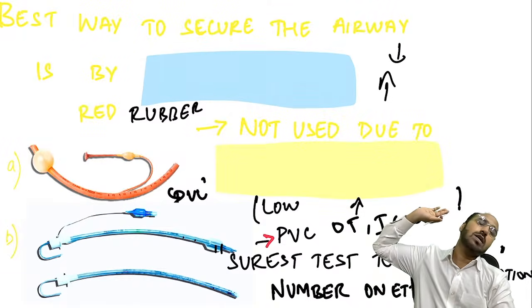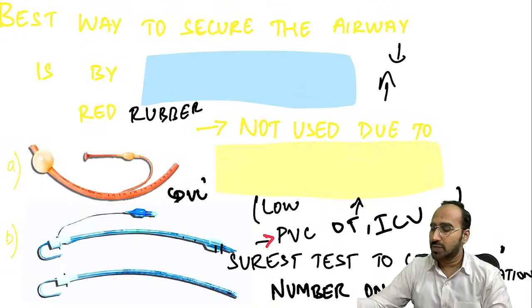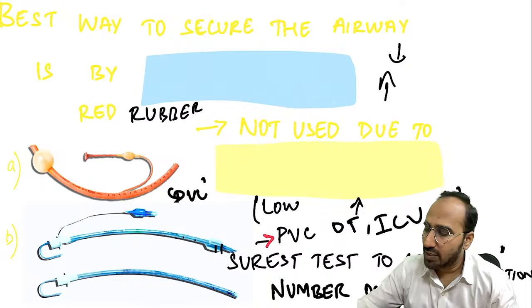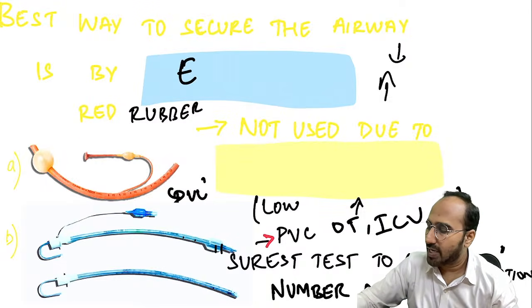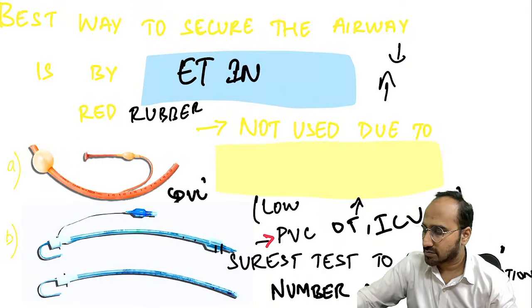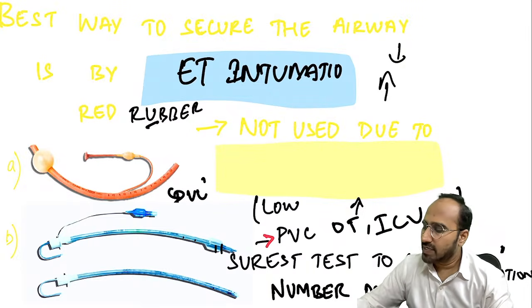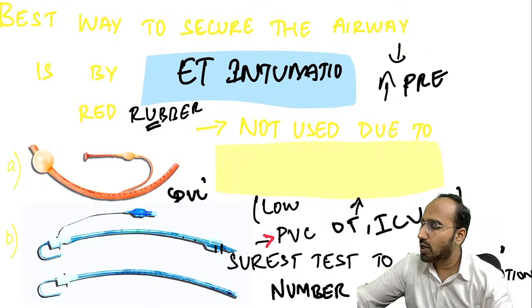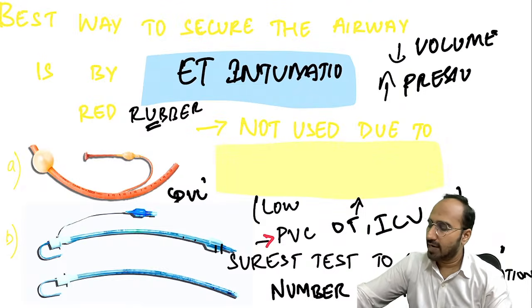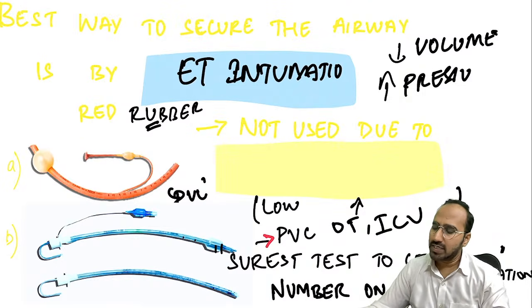Previously, in olden times, we used to have rubber tubes. We are not using that. The best way to secure the airway is by endotracheal intubation. And previously, we used to use red rubber tubes, which had high pressure, low volume cuffs. But nowadays we are not using them.